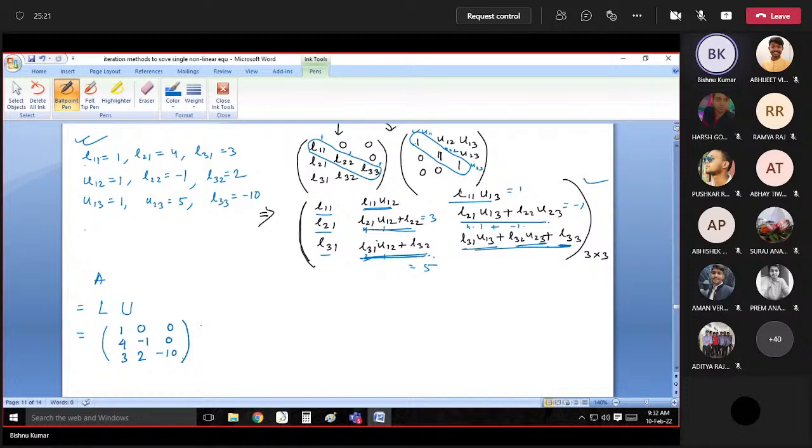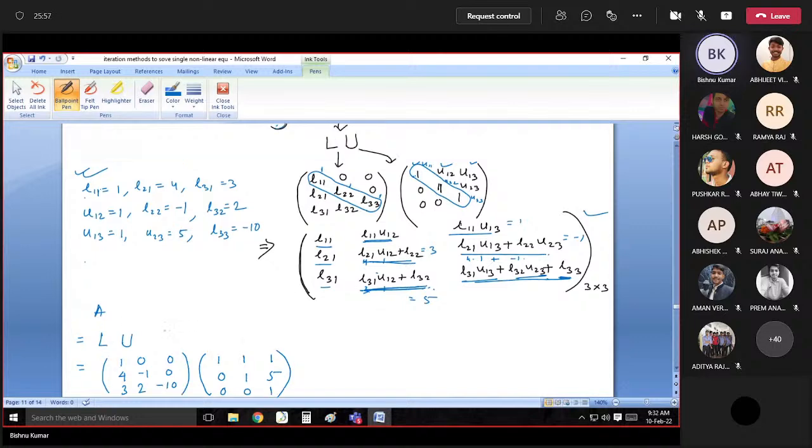Similarly, the U matrix also you just write down. What is the U matrix? 1. What is U12? 1. U13 is 1. 0, 1. What is U23? 5. And these diagonal elements are 0, 0, 4. In that way, I have considered it. These are 1, 1. Only these three values you need.